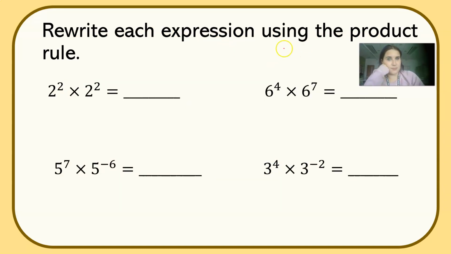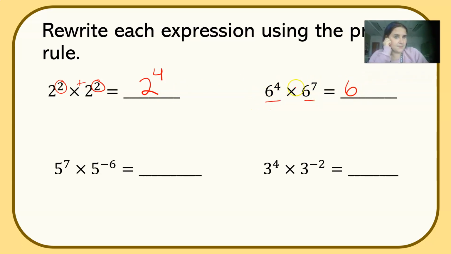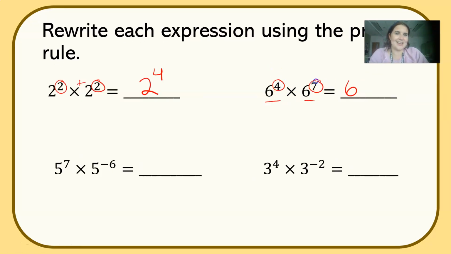Rewrite each expression using the product rule. We're not going to evaluate them all the way, we're just going to rewrite them. So 2 squared times 2 squared. The base is the same, so I keep the base and add the exponents. 2 plus 2 is 4, so it's 2 to the 4th. The next one is 6 to the 4th times 6 to the 7th. The bases are the same, so we keep the base and add the exponents. 7 plus 4 is 11, so 6 to the 11th.